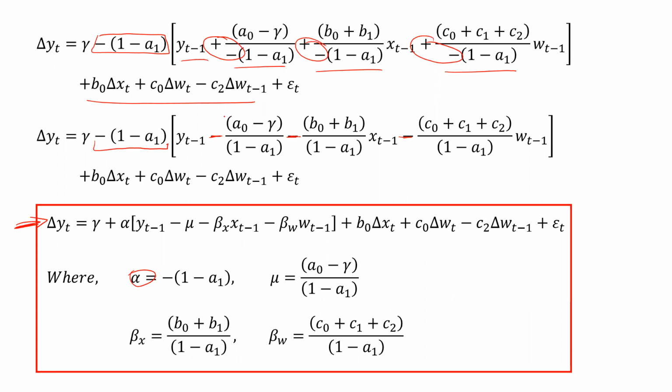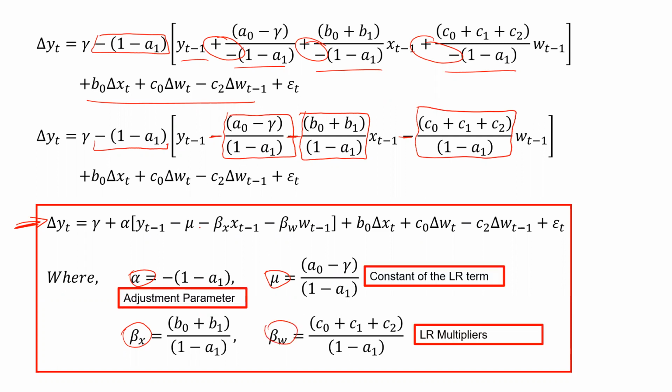This term in here, I'm going to call it mu. This division here, so b0 plus b1 divided by 1 minus a1, I'm going to call it beta x, and all of these, I'm going to call it beta w. Okay, alpha is what we call an adjustment parameter. Mu is the constant of the long run term, and beta x and beta w are the long run multipliers of x and w on y, correspondingly.